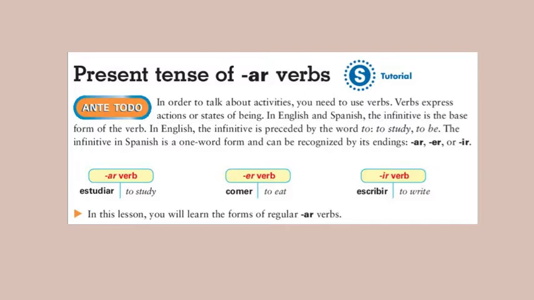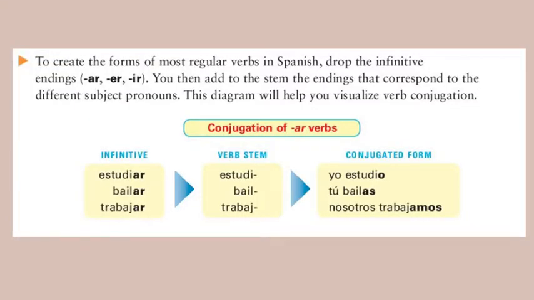The infinitive in Spanish is a one-word form and can be recognized by its endings, either AR, ER, or IR, and they're all conjugated in different ways that we'll look at today. For example, an AR verb like estudiar, meaning to study, an ER verb, comer, meaning to eat, or an IR verb, escribir, meaning to write. In this first lesson, we'll look at the regular forms of AR verbs, then look at ER verbs and IR verbs. To create the forms of most regular verbs in Spanish, simply drop the infinitive endings, AR, ER, IR.